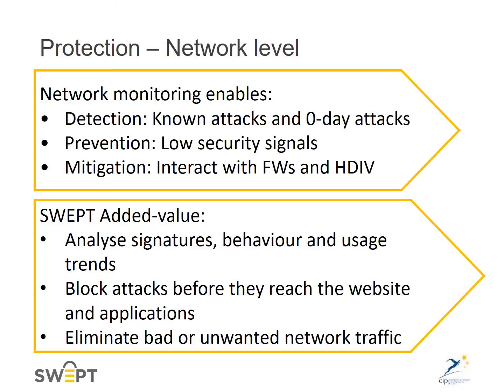The network monitoring is also able to prevent certain incidents from occurring. For example, low security signals, such as attackers who are scanning a network before performing an attack. By picking up these low security signals, you can actually prevent some attacks before they actually occur. Attacks can also be mitigated. This is done by interacting with the firewall and also with HDIV from the application level protection, and by coordinating with these two components, it can be possible to detect attacks and actually block them.